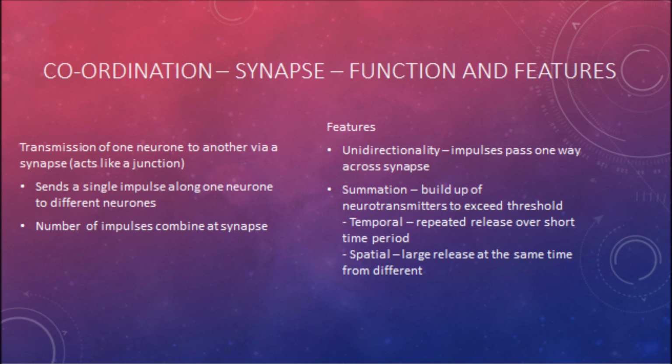Synapses are like junctions in that they allow an impulse along one neuron to be sent to a number of different neurons, allowing for simultaneous responses as well as a combination of impulses from different receptors, allowing for interaction between them to produce a single response.